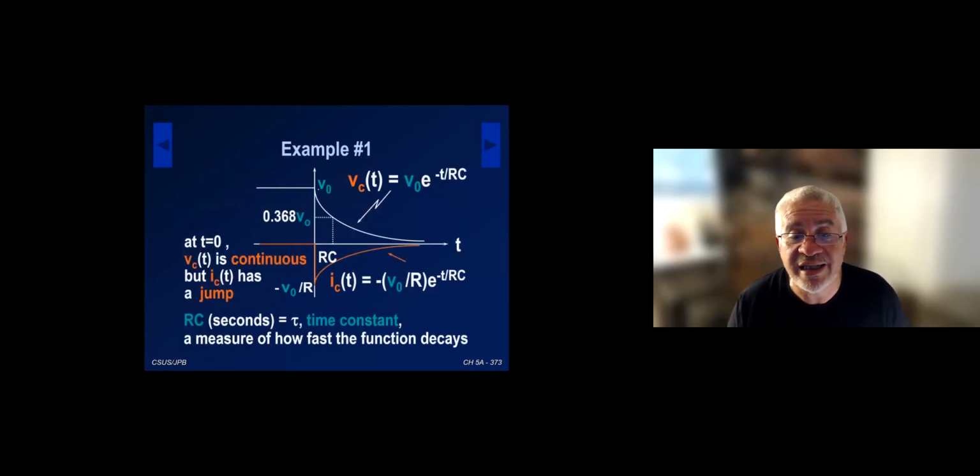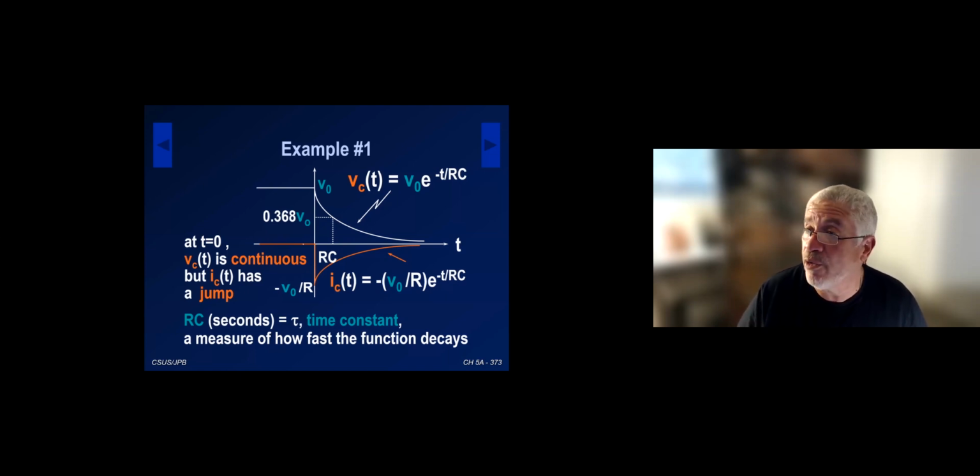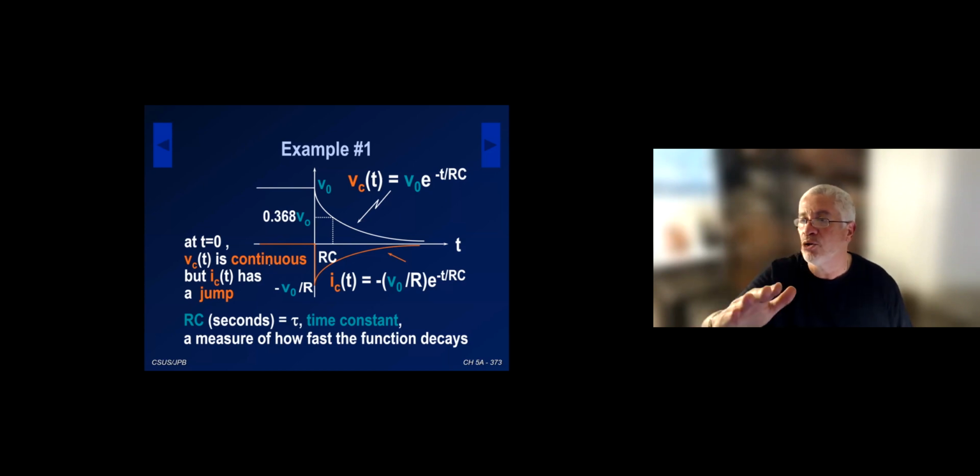For t less than 0, the voltage was V naught. The current, which is in orange here on our graph, was 0. And for t greater than 0, the voltage is exponentially decaying, and so is the current, but the current sees a jump. So in this particular case, how fast this function decays is what we call the time constant tau. The time constant tau is RC for this circuit, to measure how fast the solution decays.